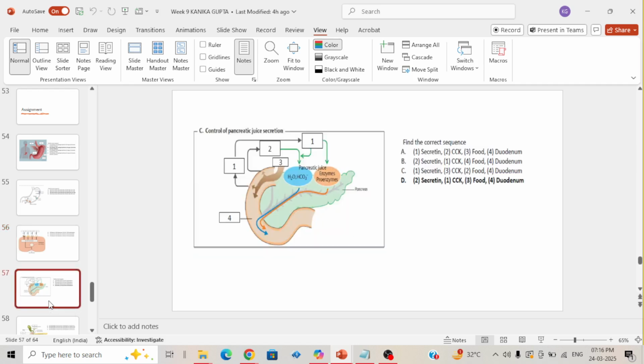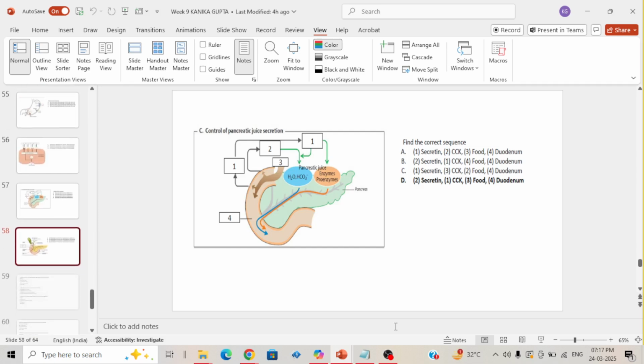Okay. Next thing is the control of pancreatic juice secretion. In this, the thing which is marked as 1 is CCK. Perfect. The thing which is marked as 2 is secretin. Perfect. The thing which is marked as 3 is food. Actually, food is also acting as a stimulus here. And the thing which is marked as 4 is which organ? Duodenum. Yes, it is the duodenum.